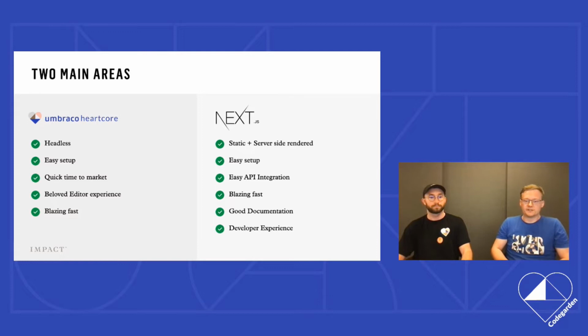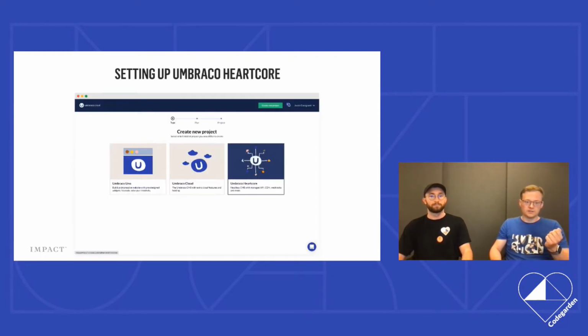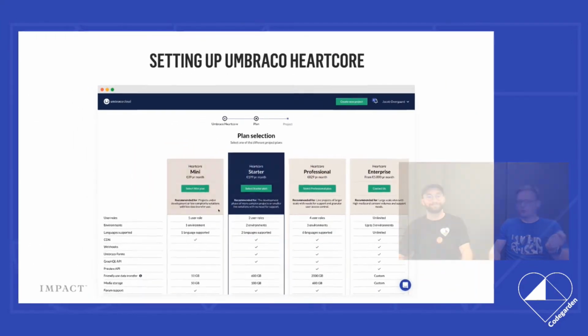Now that we had the basics, we needed to tie the loose ends. So let's take a dive into the setup process. So for Umbraco Heartcore, we need to set it up. We need some document types to get started, and we need to build a minor content tree. And it's so easy getting started with Umbraco Heartcore.